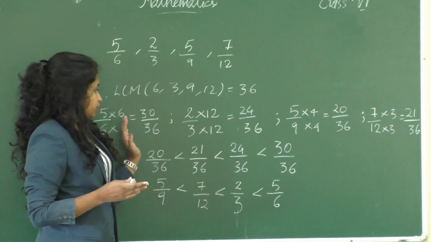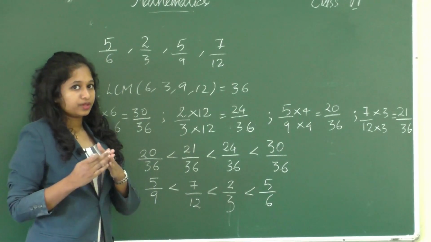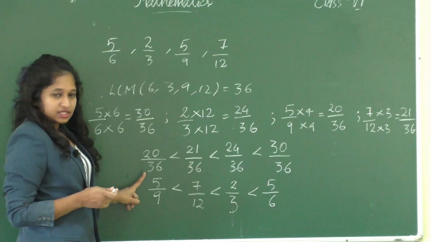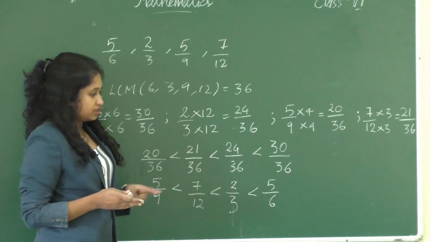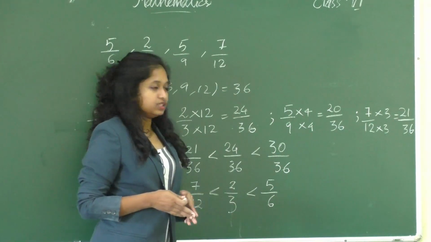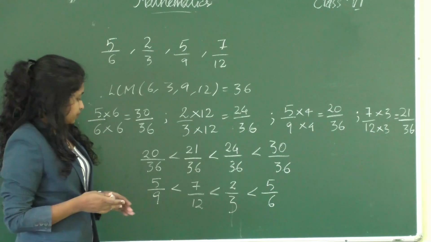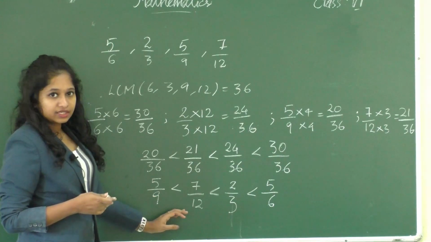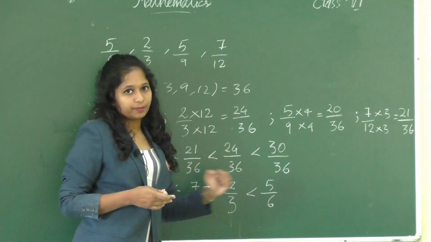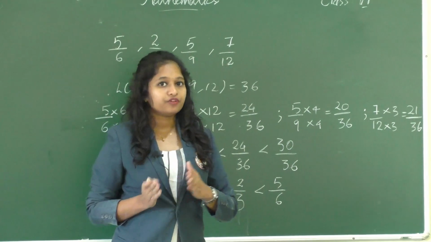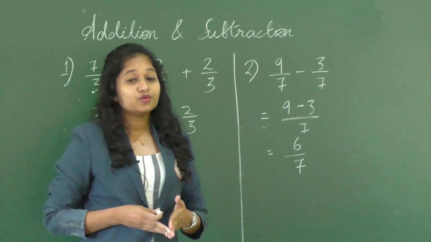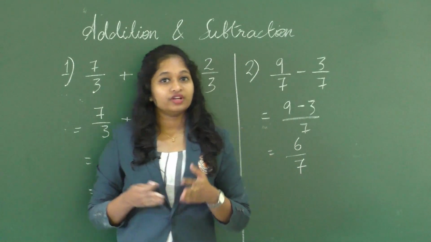And then we got the like fractions. So compare the numerators. 20 by 36 is less than 21 by 36. This is less than 24 by 36, and this fraction is less than 30 by 36. So 5 by 9 is less than 7 by 12, and it is less than 2 by 3, and it is less than 5 by 6. This is how to compare fractions which are in a group. So children, now let us move on to addition and subtraction of like fractions.